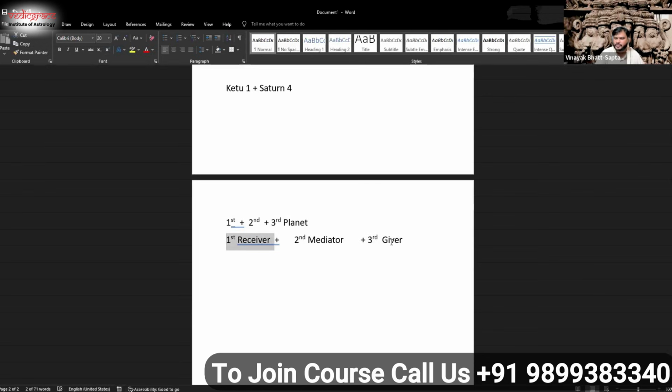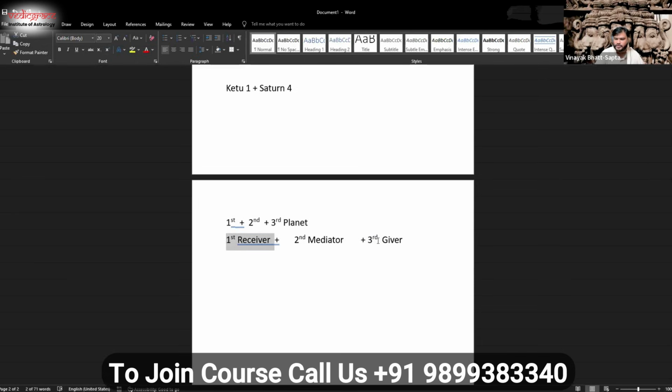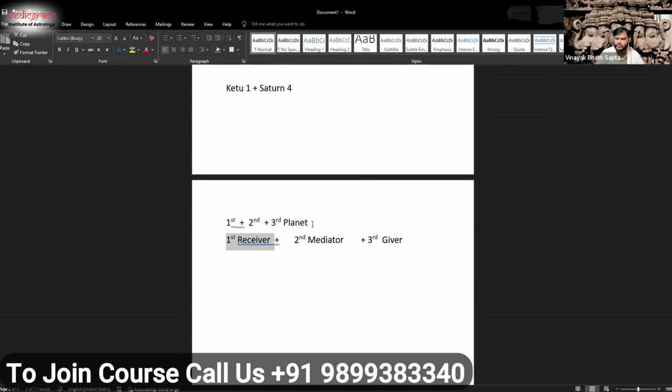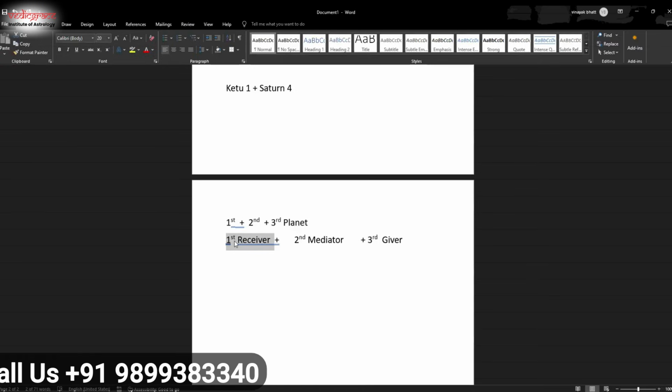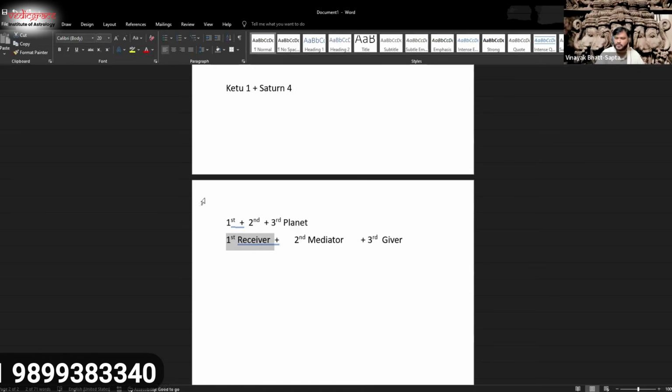Now, if your focus planet is the first, then the third planet will act as a giver, and that will give its property to the mediator. And the mediator will transfer its property, including the giver's, to the receiver.